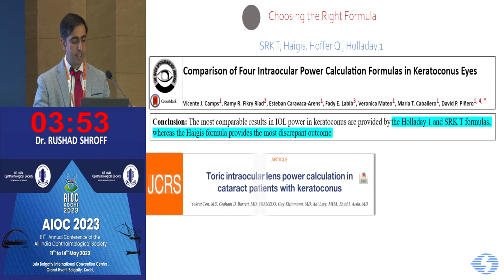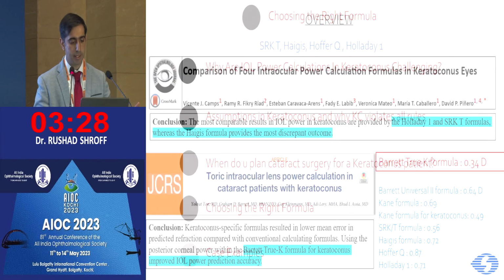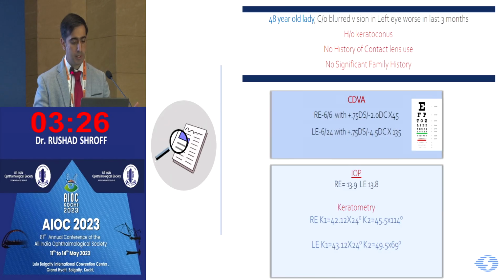Coming to choosing the right IOL formula, there are various different papers on this. Most of the traditional IOL formulas don't tend to do so well. There's a paper published in JCRS talking about the Barrett True-K formula, which does very well. The Barrett Universal with the TK also does quite well, and the Kane formula has also come into vogue for this, which actually does well. In the traditional formulas, SRK/T tended to cause a little more myopic shift, and that was actually good for a keratoconus patient.